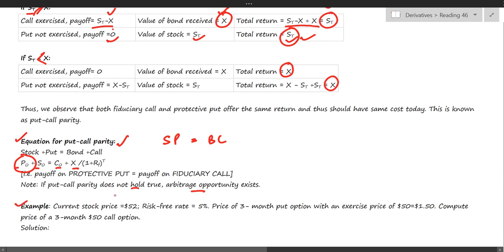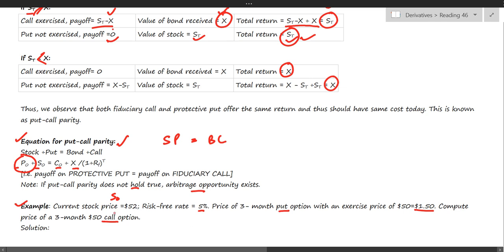Current stock price, that is S0, is 52. Risk-free rate is given as 5%. Price of a 3-month put option with an exercise price of 50 is 1.5. Compute the price of a 3-month $50 call option.